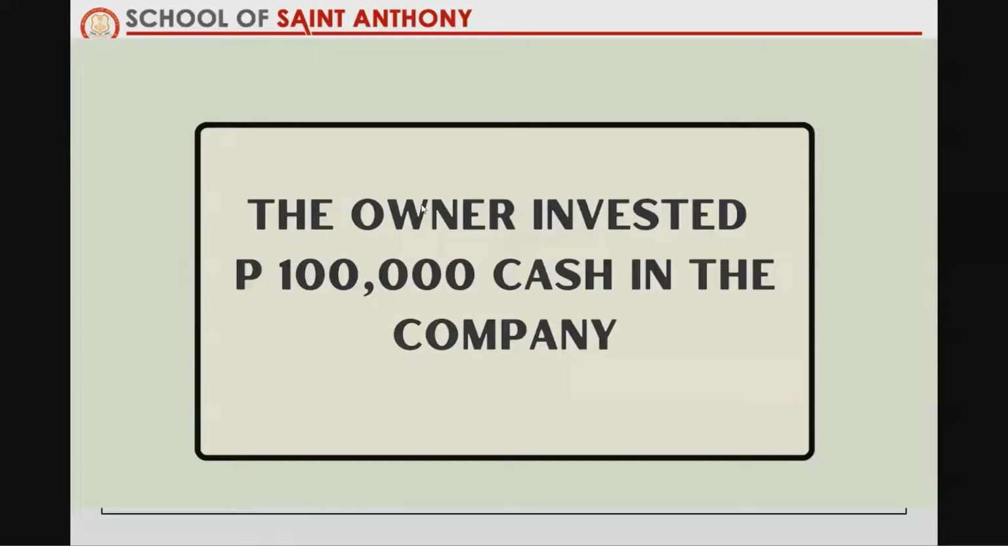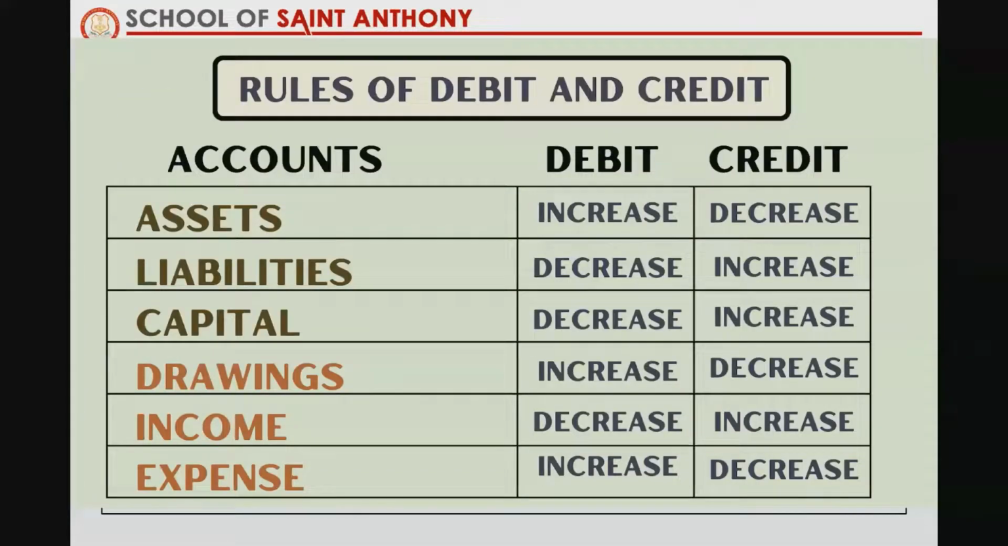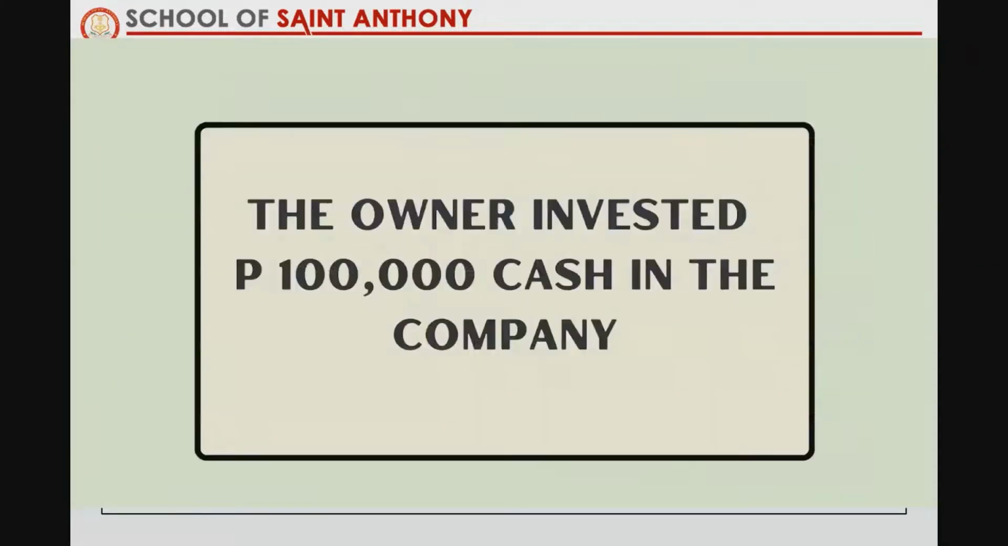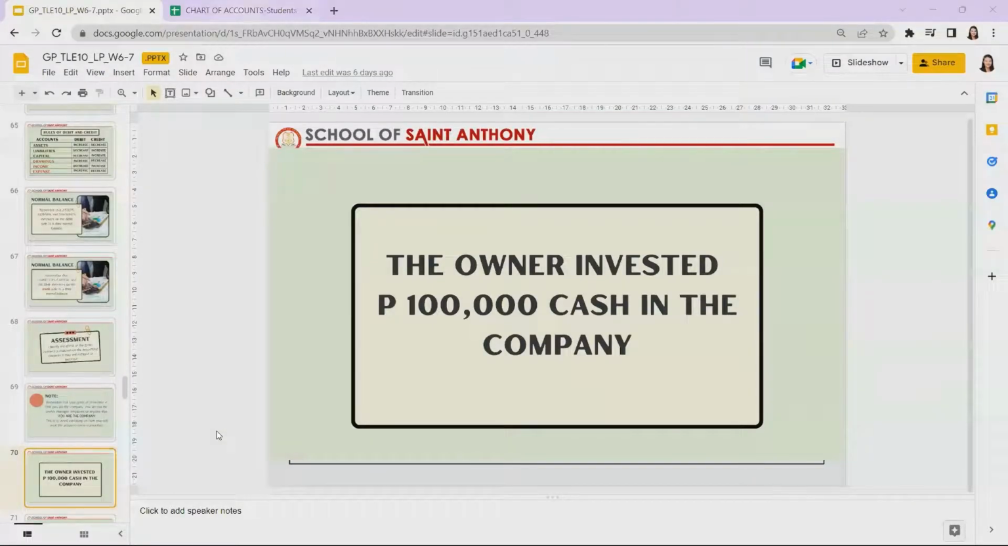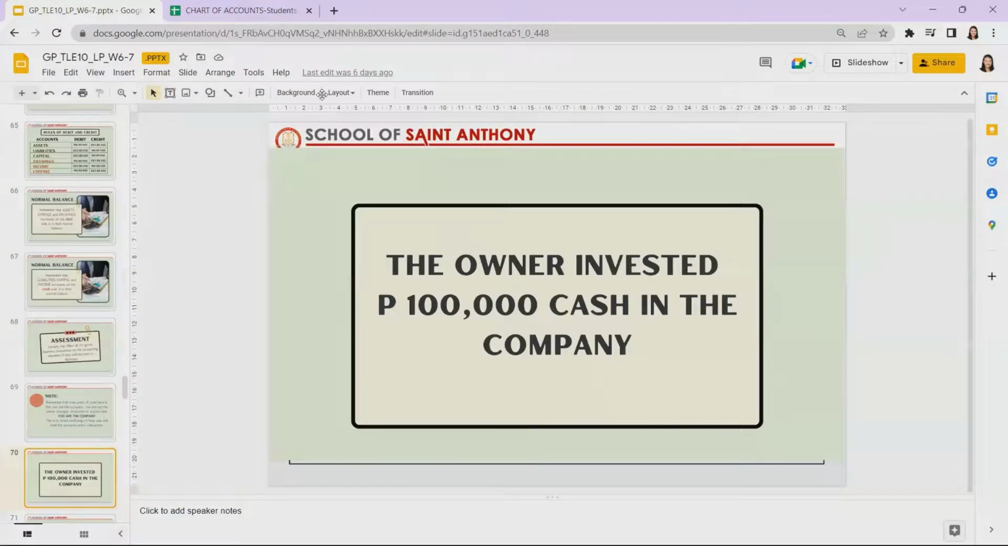We have to put it on the debit side because according to the rules of debit and credit, asset increases on the debit side. So let's have a journal transaction for this business transaction. How are we going to put it on the journal? So we have here a journal account. So let's input the date. It is not stated here, so let's leave it blank.